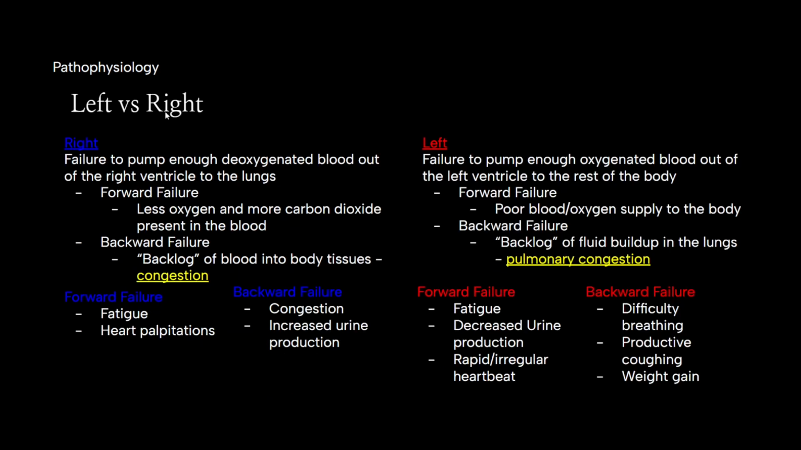Now we're going to talk about left versus right heart failure. So our right side of the heart, this is going to be a failure to pump enough blood, deoxygenated blood, out of the right ventricle to the lungs. So we've got two main types here. This forward failure, which is less oxygen and more carbon dioxide present in the blood. When you talk about forward failure, it's basically think about where the blood is going.